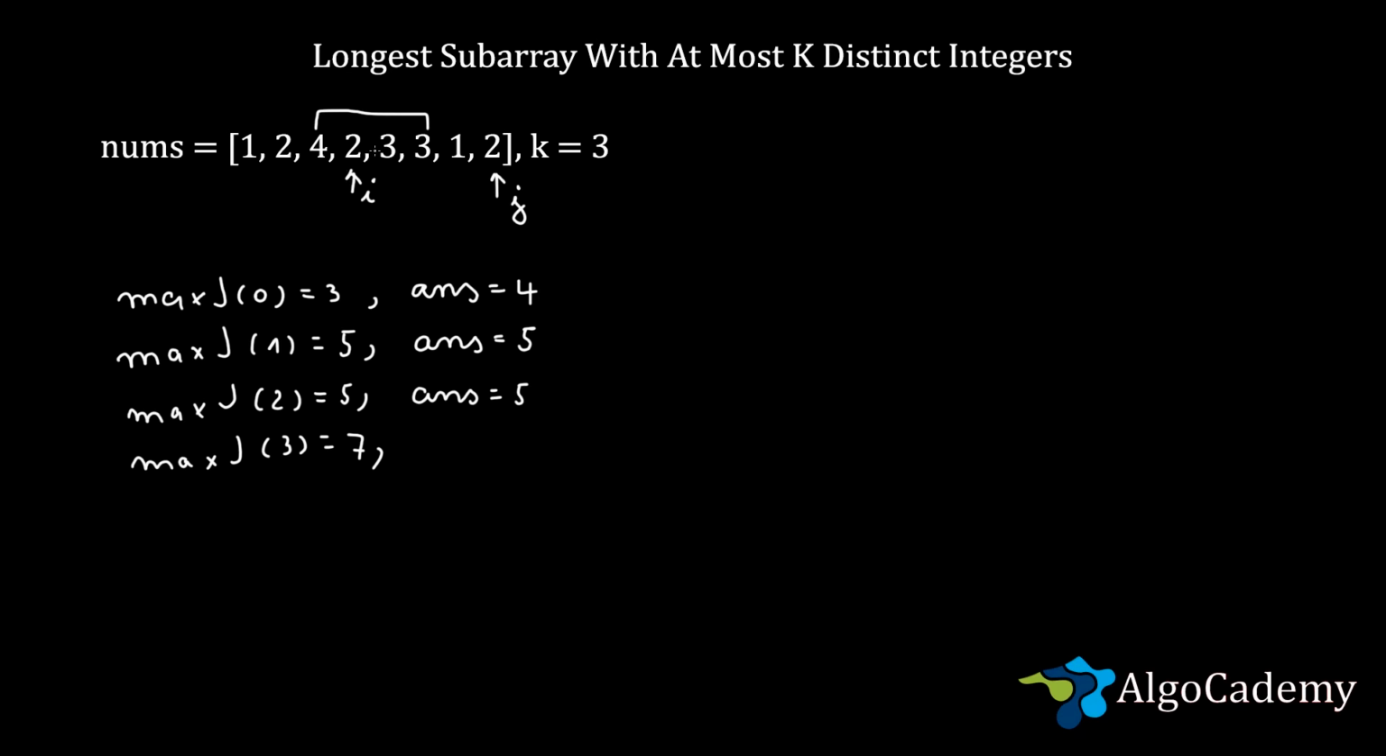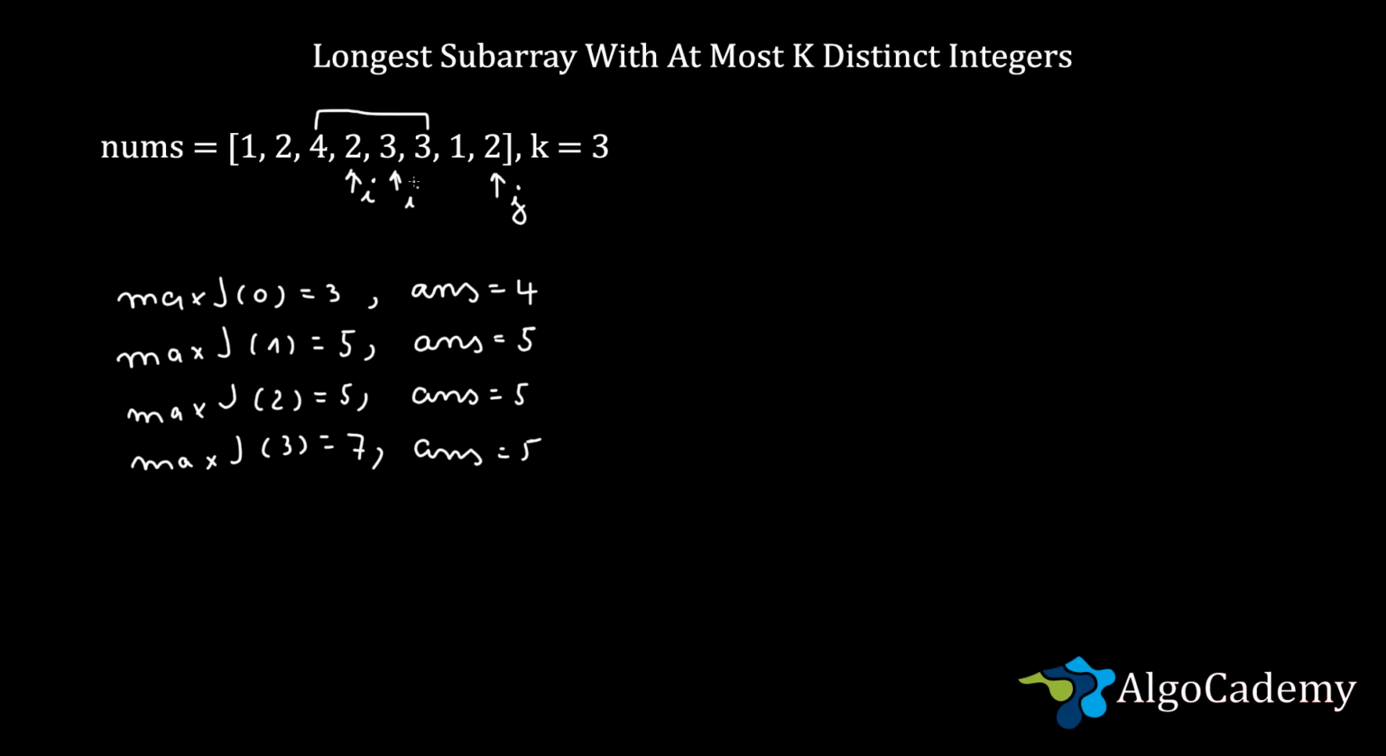So what's the length of this? It is 5. Answer is going to be equal to 5. And of course, no point in trying out the other i's, as I'm just going to have shorter and shorter subarrays. And this is it, guys. This is how the 2 pointers technique works here.